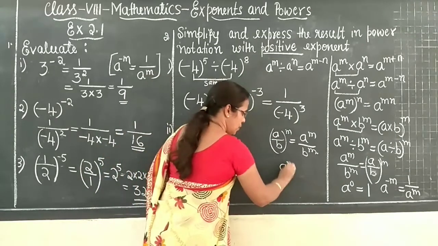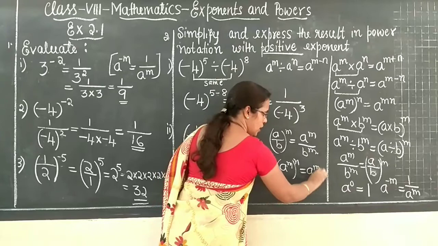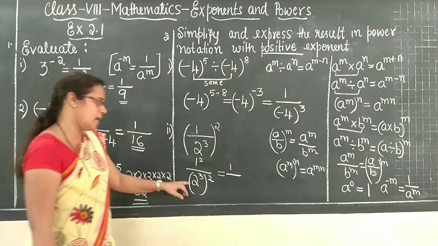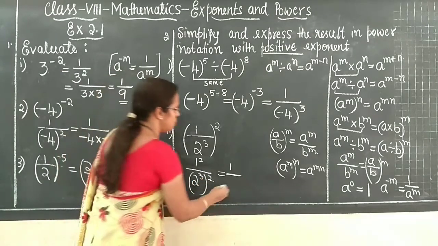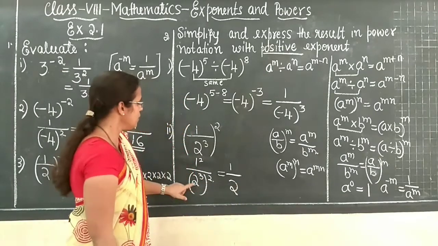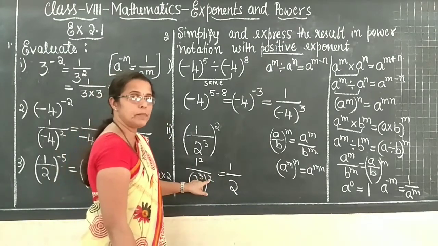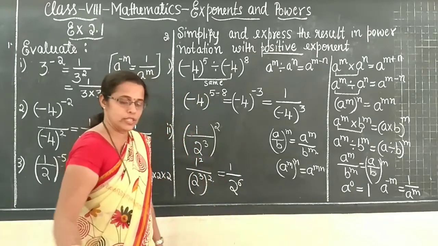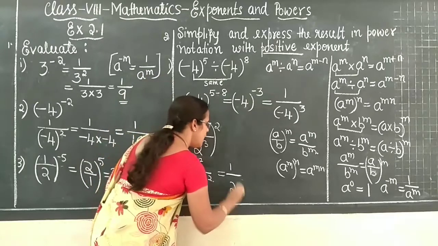A to the power m whole to the power n is equal to a to the power m into n. When the base is one and there are two powers, just multiply the powers. So here, write 2 as it is. 2 threes are, double power means multiply. 2 threes are how much? 6. So it is 2 to the power 6.